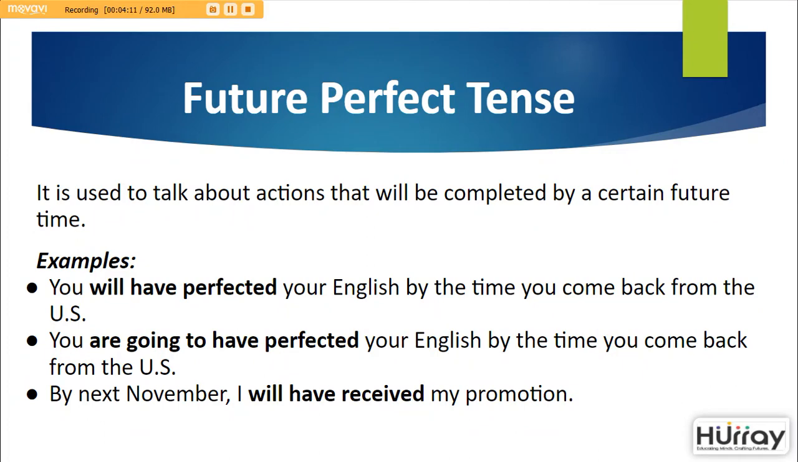The future perfect tense is used to talk about actions that will be completed by a certain future time. The examples of this are as follows. You've been given three phrases: will have perfected, are going to have perfected, and I will have received. All these three phrases in the sentence denote a certain action that will be completed by a certain time in the future. Now let us have a look at some more examples.